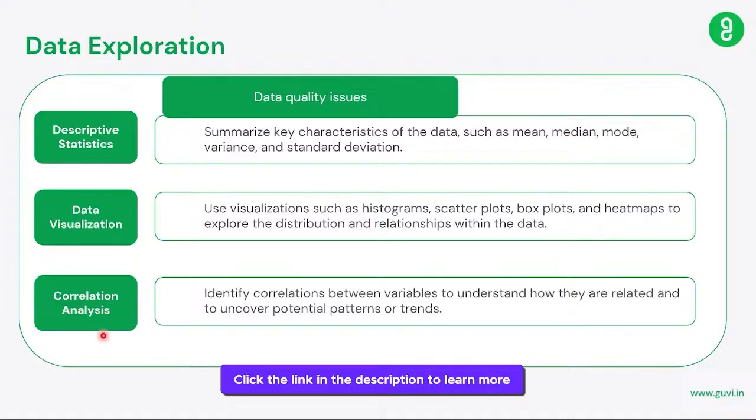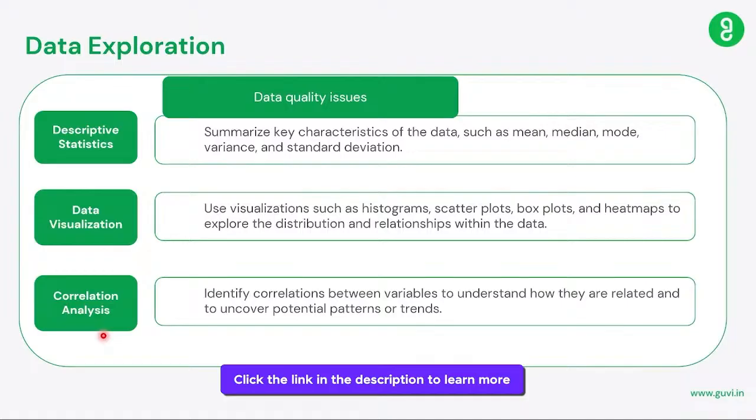The third important point is correlation analysis. Correlation analysis delves into the relationship between the variables within the dataset. What is the correlation between variable A and variable B? What is the correlation between years of experience and salary? What is the correlation between the number of cigarettes a person smoked and heart disease? So correlation analysis delves into the relationship between the variables that I'm going to analyze.